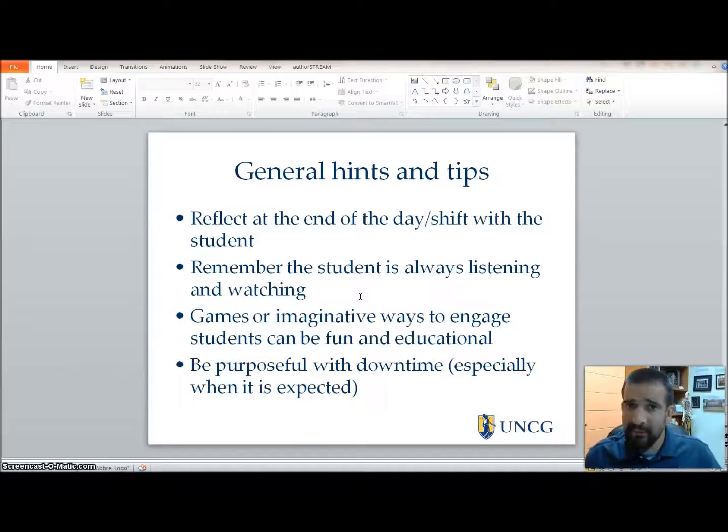And be purposeful with your downtime. We all have downtime, especially in the high school or college settings. So be purposeful with it. If you know they're going to go to film for the next 45 minutes, tell your student, hey, when they're at film, we're going to do this, this, and this. We're going to practice taping. We're going to talk about heat notes, whatever it is. But be purposeful with your downtime.